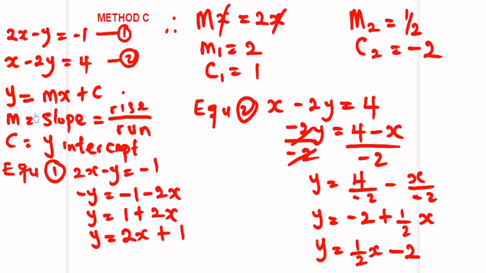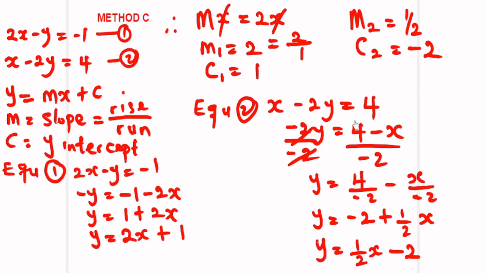And remember I told you that the slope is going to be rise over run. So if you look at this m1, which is 2, we have to make it a fraction so that it will be rise all over run. 2 over 1. Now let's take these values. m1 equals 2 over 1, c1 is 1, m2 equals 1 over 2, c2 is minus 2. Remember, this is for equation 1, this is equation 2.